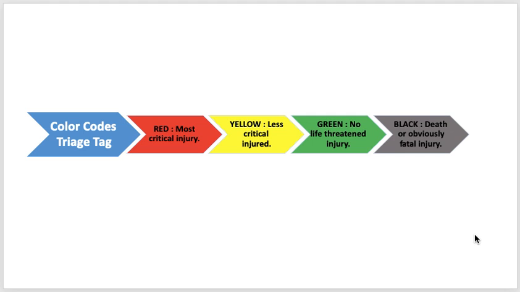So of course, red will be given to those who need urgent care, like airway blockage, for example. Yellow is for the less critical, and green is for when there is no threatening injury.